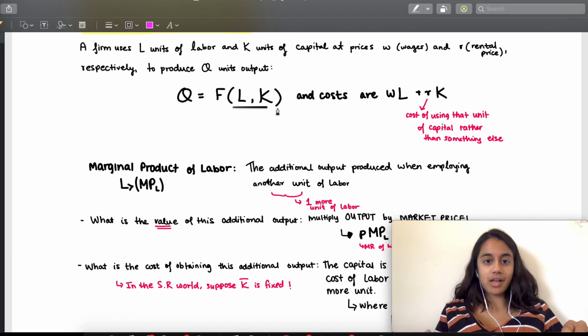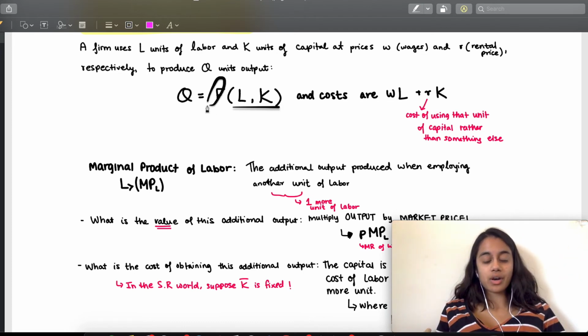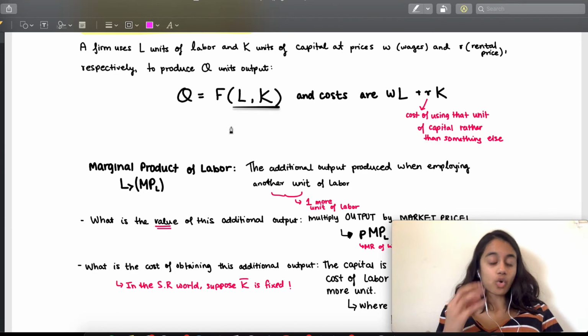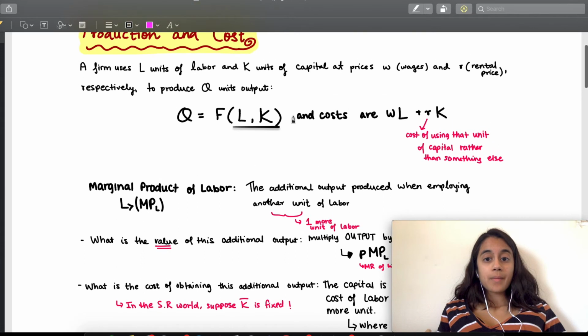So for L and K, in this class we like to have L on our x-axis and K on our y-axis. So L, comma, K. That F stands for "function of," right? So the quantity that we produce is a function of our labor and our capital, okay? And again, the costs are W times L plus R times K.